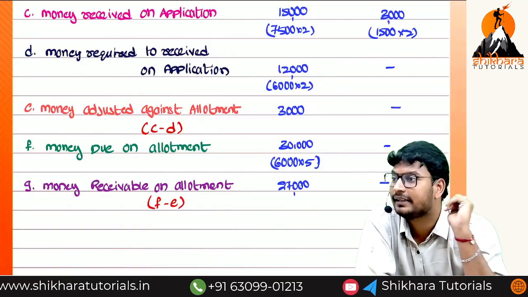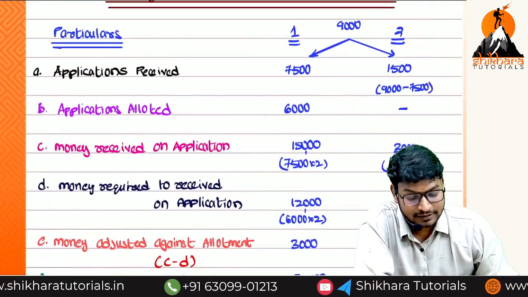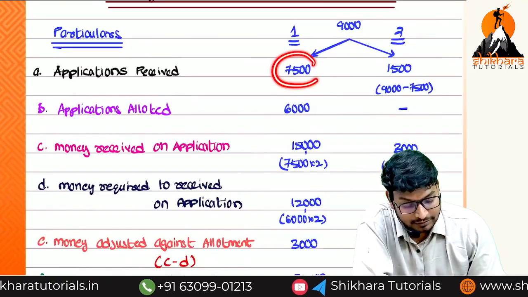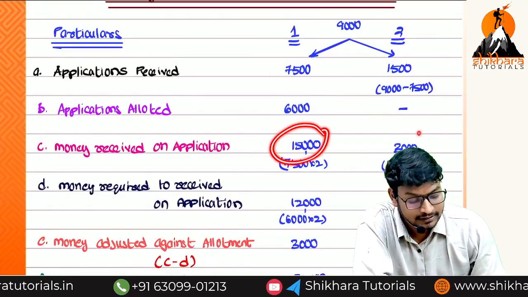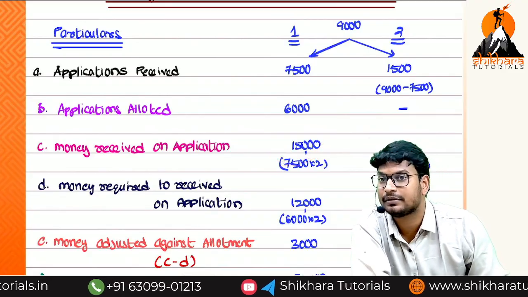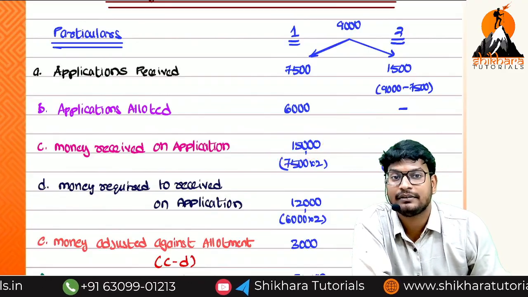Now easily we can write the entries. On application, how much amount we have received? Simple. 15,000 and 3,000. What is the total amount we have received? 18,000 application money we have received.